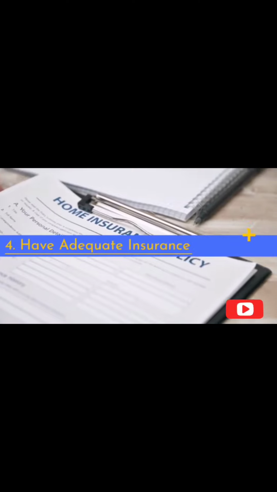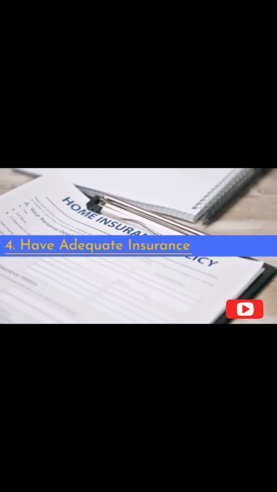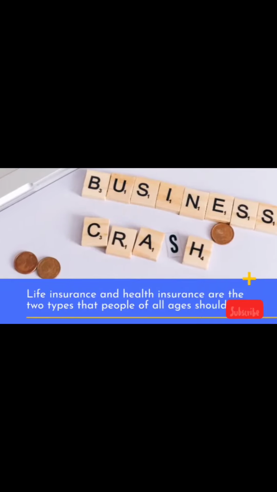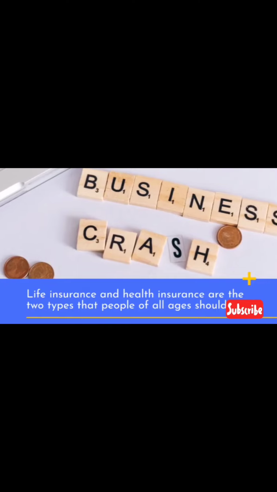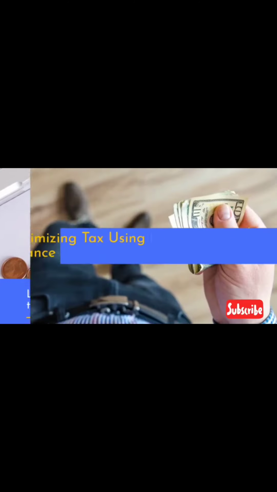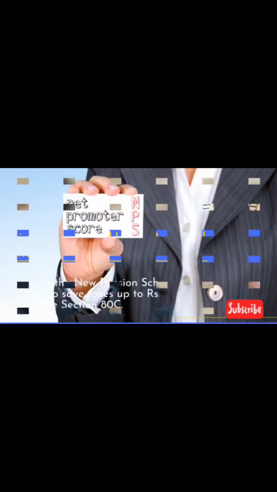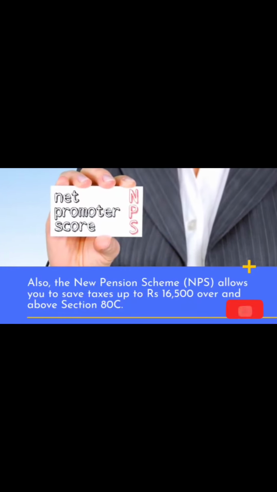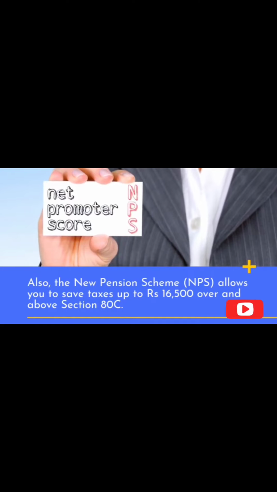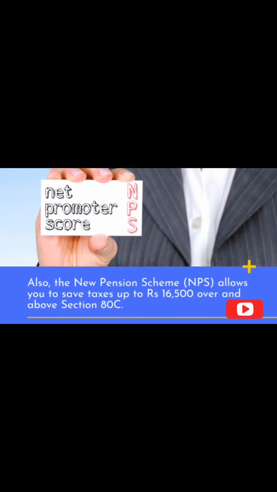4. Have adequate insurance. Life insurance and health insurance are the 2 types that people of all ages should get. Minimizing tax using personal finance. Also, the new pension scheme, NPS, allows you to save taxes up to Rs 16,500 over and above Section 80C.